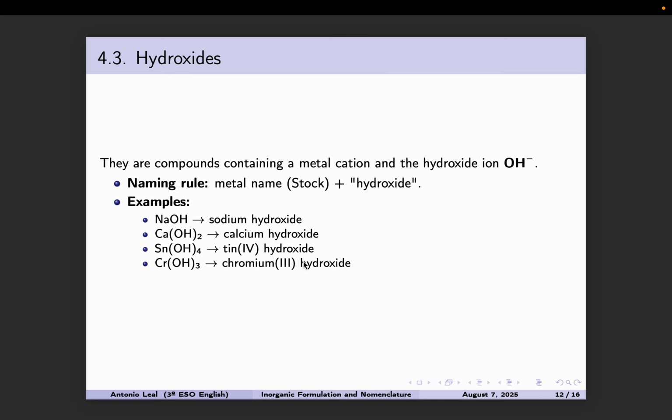Finally, hydroxides. They are compounds containing a metal cation and the hydroxide ion, and this is the group with a negative charge. The naming rule is the metal name with the Stock Roman numerals plus hydroxide. For example, this one, very famous, sodium hydroxide, calcium hydroxide, tin 4 hydroxide, chromium 3 hydroxide. And these are the formulas.